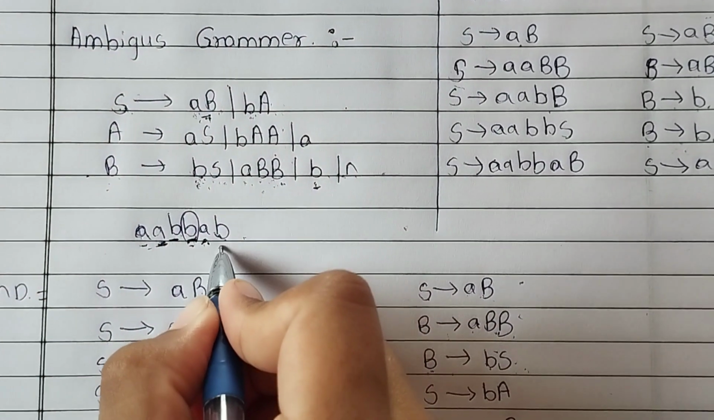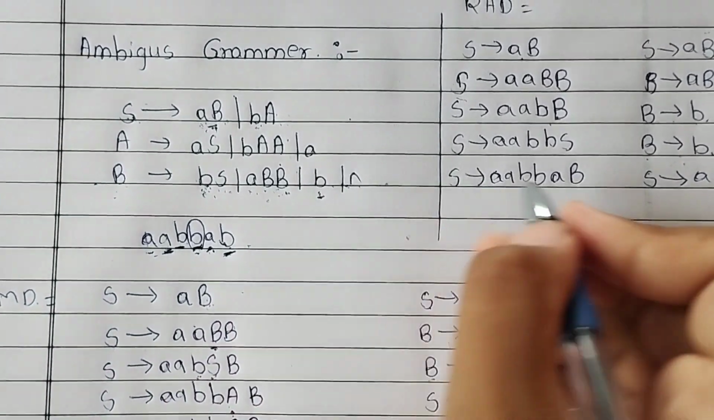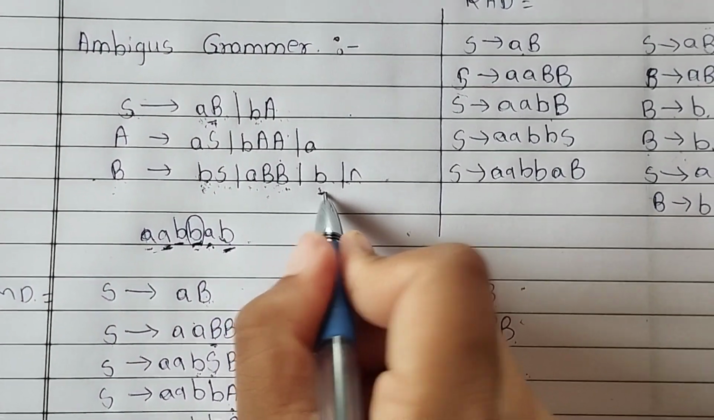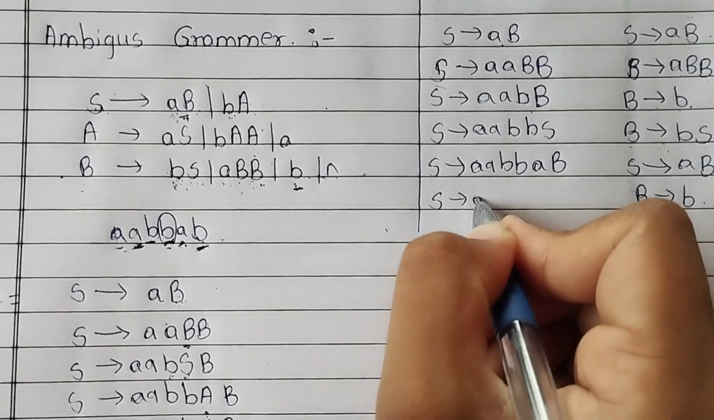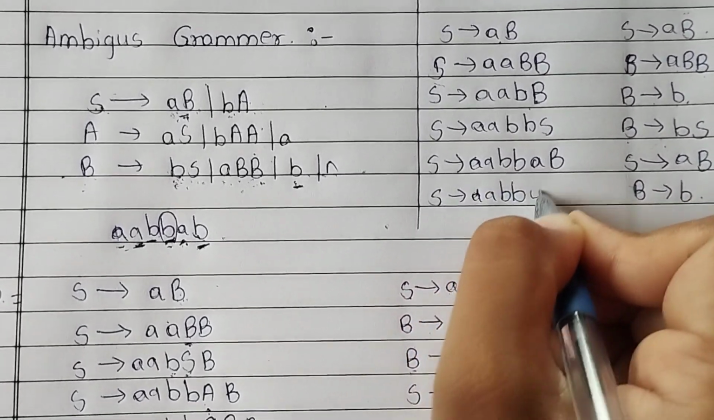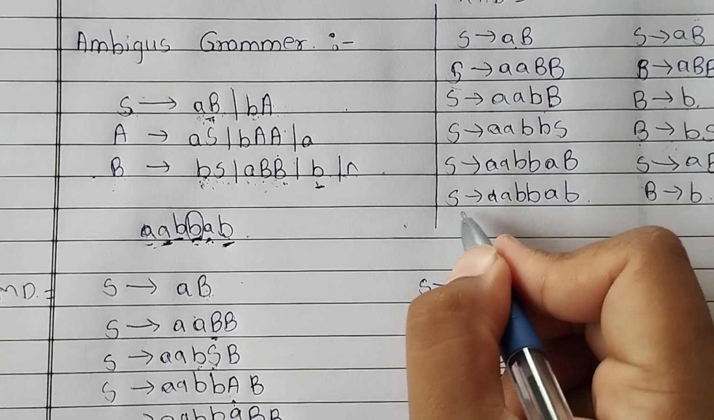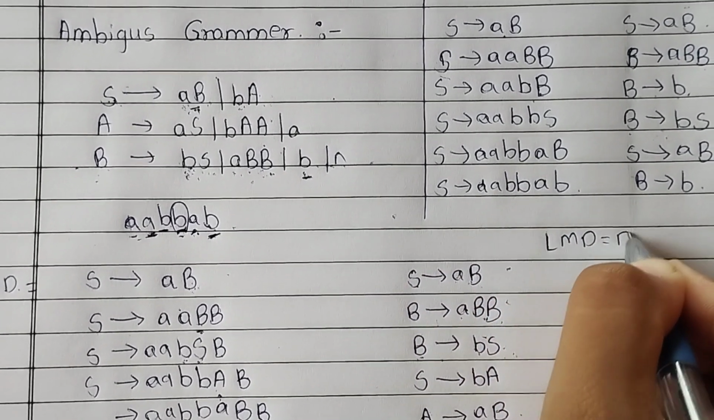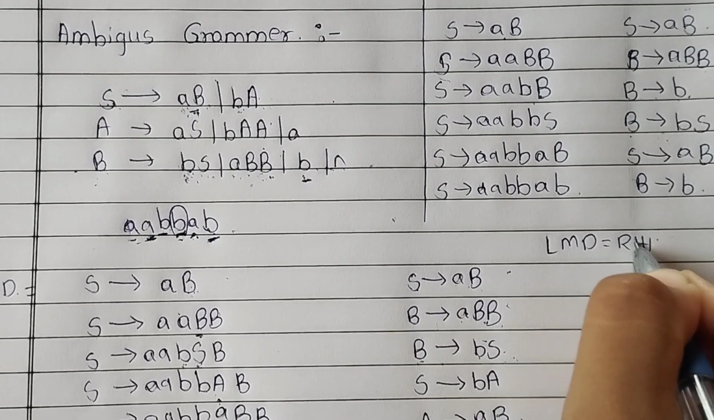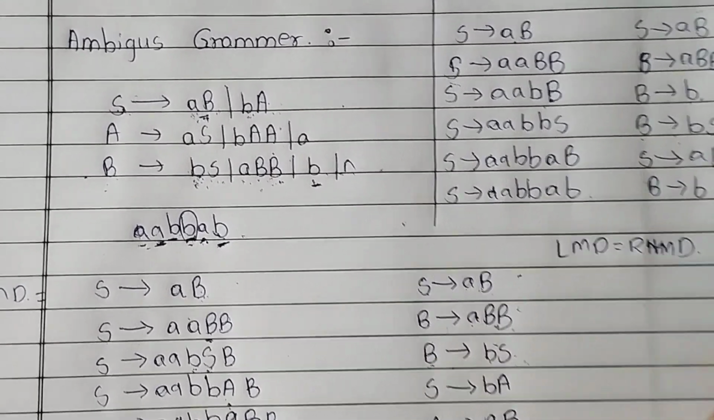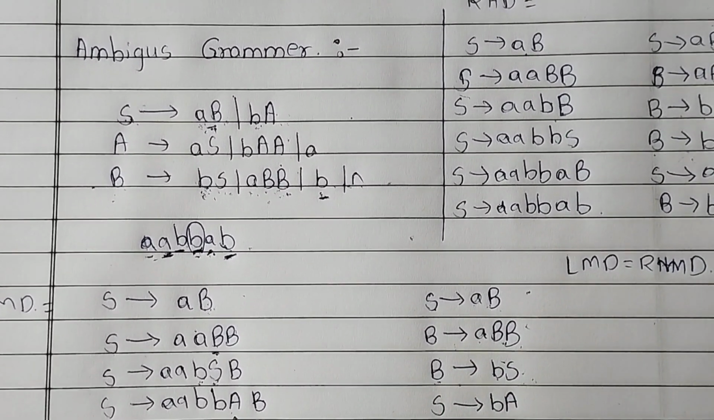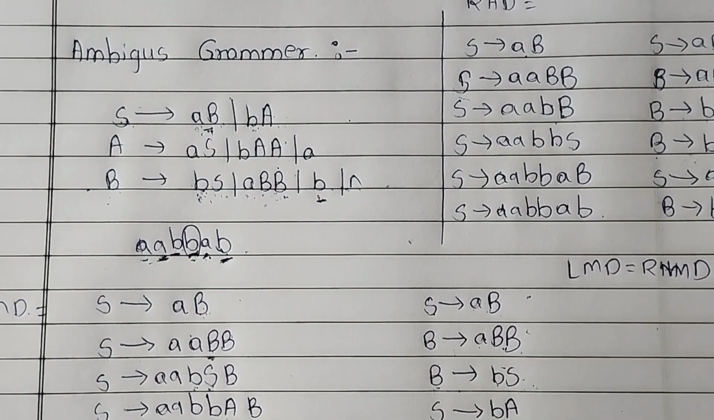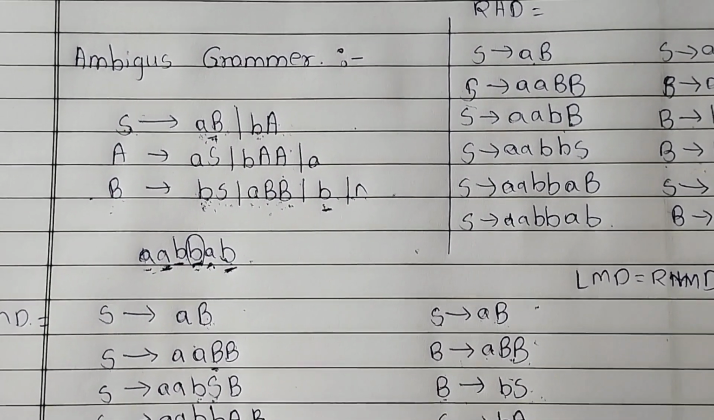Now we want this final B. So the final B, directly we put this B as a small b, because here the option is present. So S reads AABBAB. Now we say that our LMD is equal to RMD. So the grammar is ambiguous. This is the ambiguous grammar, and if we cannot prove it, then at that time the grammar is not ambiguous.